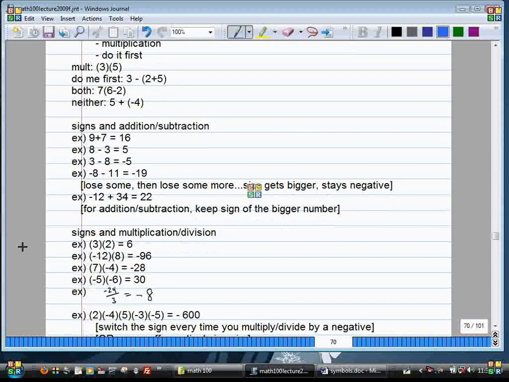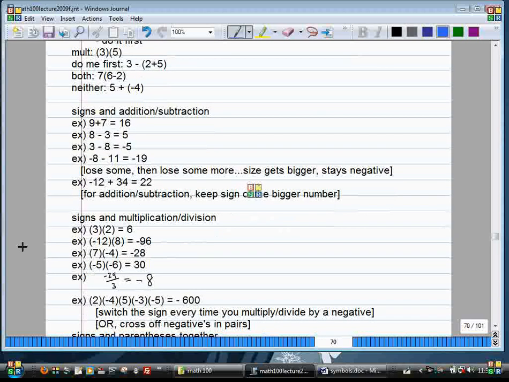So, another way to think of this is that the sign switches every time. So one negative is negative, two negatives is positive, three negatives is negative, four negatives is positive. So an even number of them will give you a positive number. It's like crossing off the negatives in pairs.